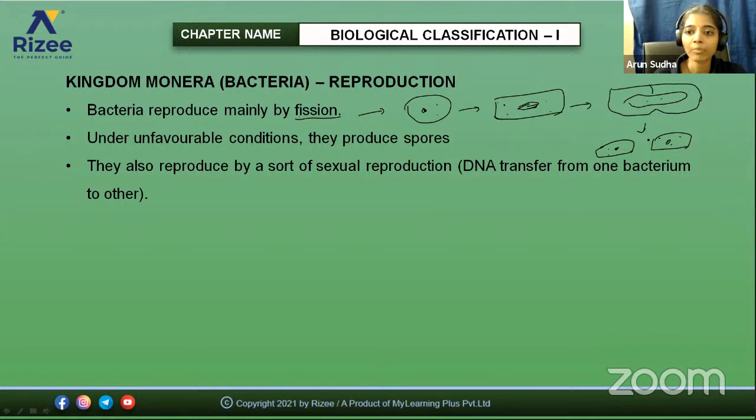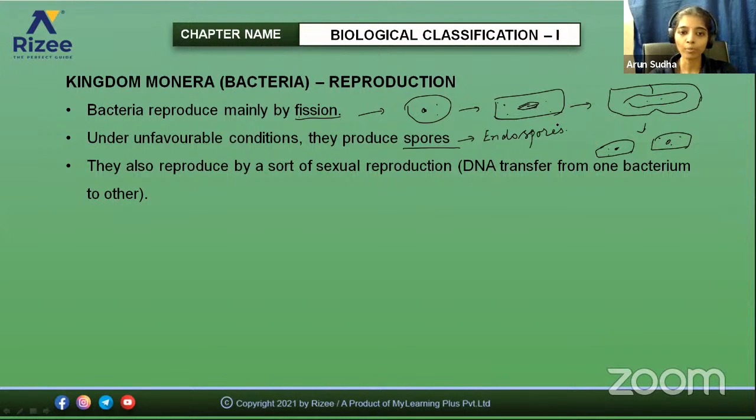So bacteria reproduce mainly by fission, but under unfavorable conditions, they produce spores. The spores are called endospores. What are endospores? These spores are in the dormant form, and they are able to resist different environmental conditions like temperature or pH. So they are the dormant forms, and they help in the survival of the bacteria. So under unfavorable conditions, they produce spores, particularly endospores.